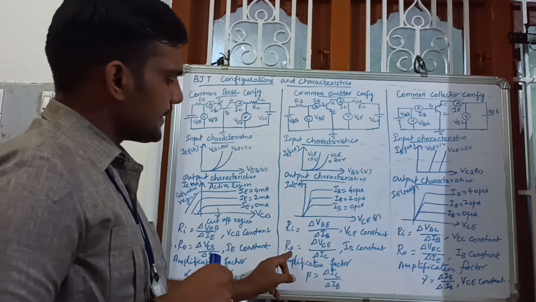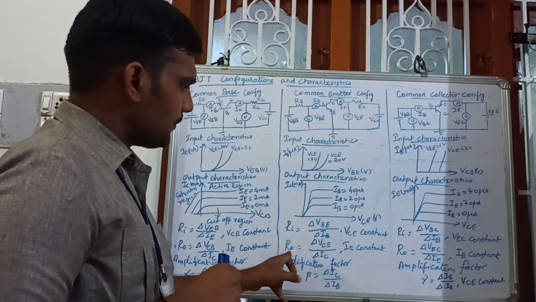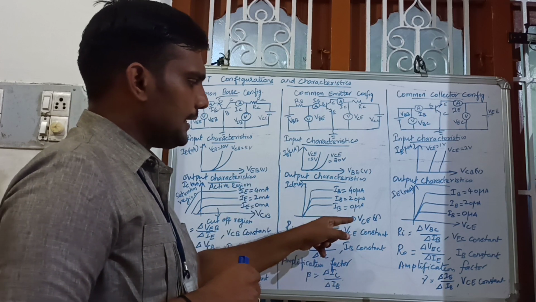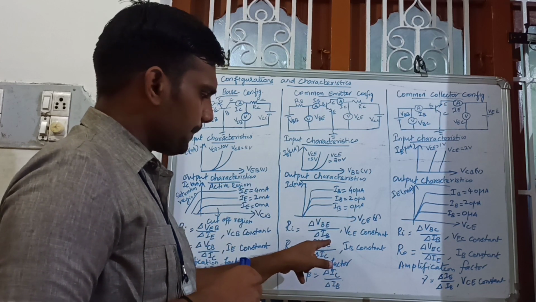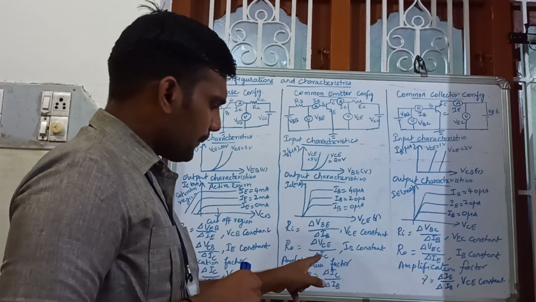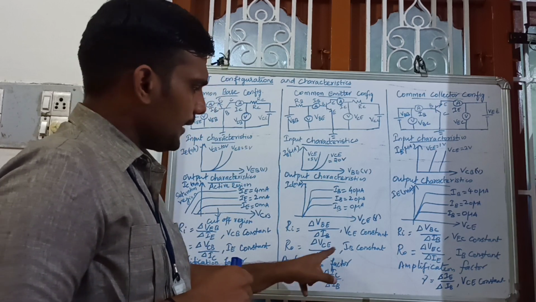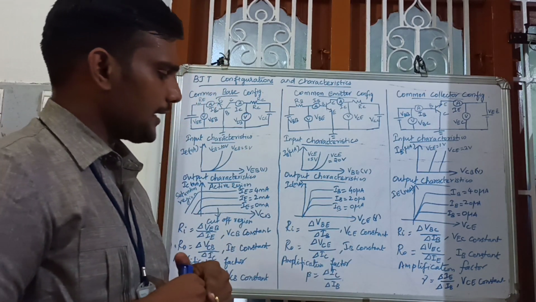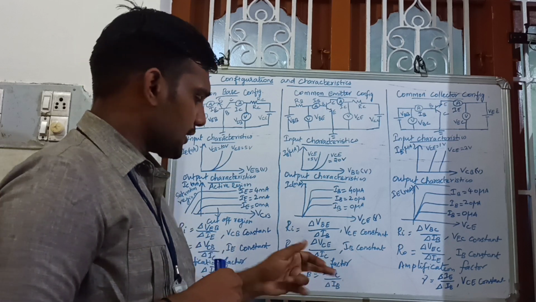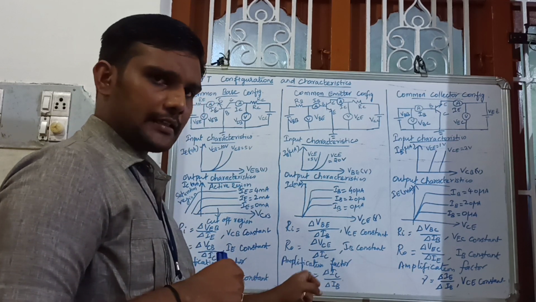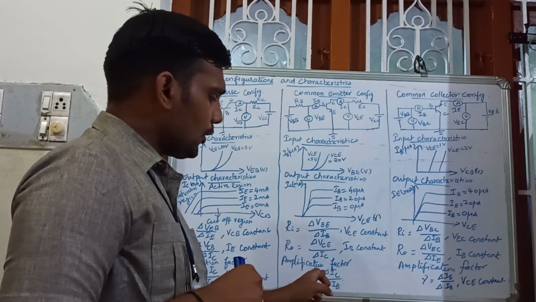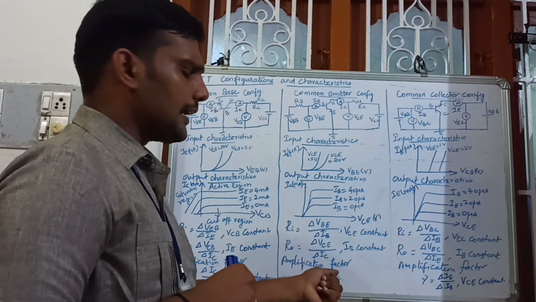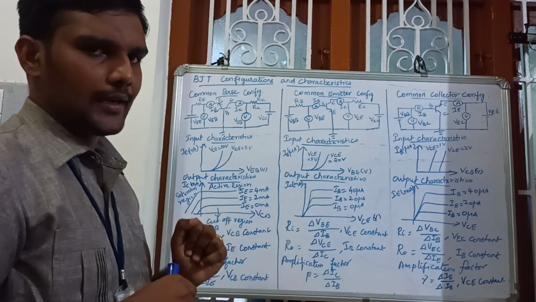Then from the output characteristics, output resistance is calculated, that is delta VCE divided by delta IC. So delta VCE, the change in collector to emitter voltage, divided by the change in collector current. Here IB, the base current, is constant. Then the amplification factor: in common emitter configuration, the amplification factor is denoted by beta, which is equal to delta IC divided by delta IB, the change in collector current divided by the change in base current.